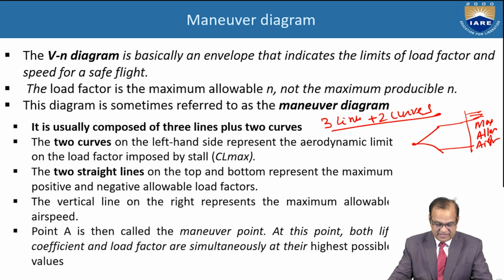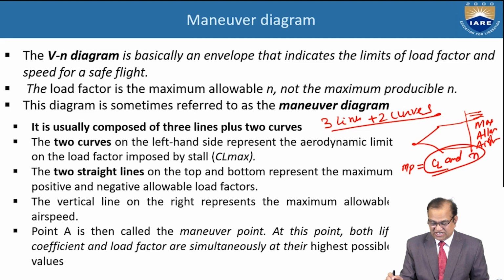Point A is then called the maneuver point. At this point, both lift coefficient and the load factor are simultaneously at their highest possible value. So there is a maneuvering point, that is normally we say the MP. MP is the point where CL, lift coefficient, and N both are intersecting.